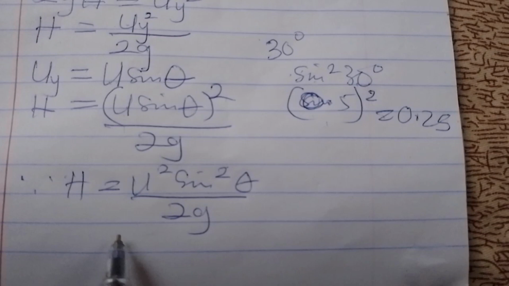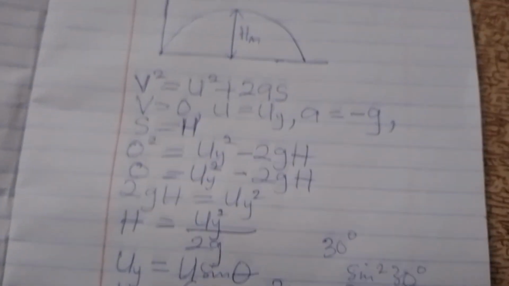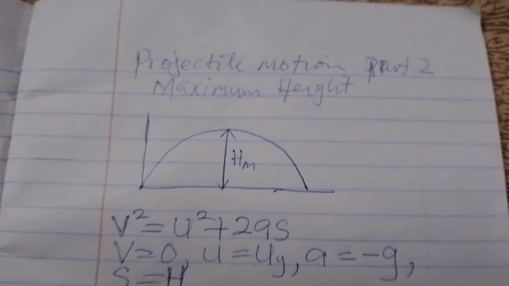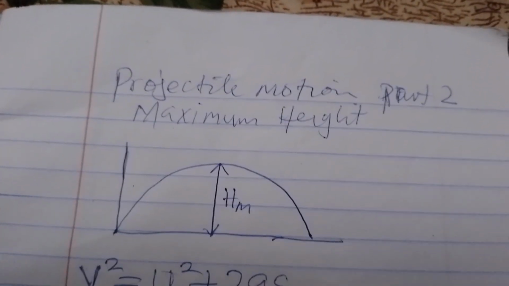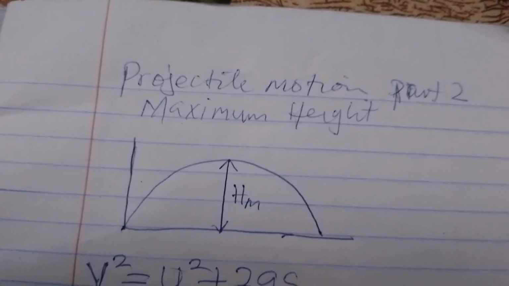Now, that is by the way. This is our maximum height. Do you have any question for this? That is how we can derive the maximum height. So that's projectile motion part 2.